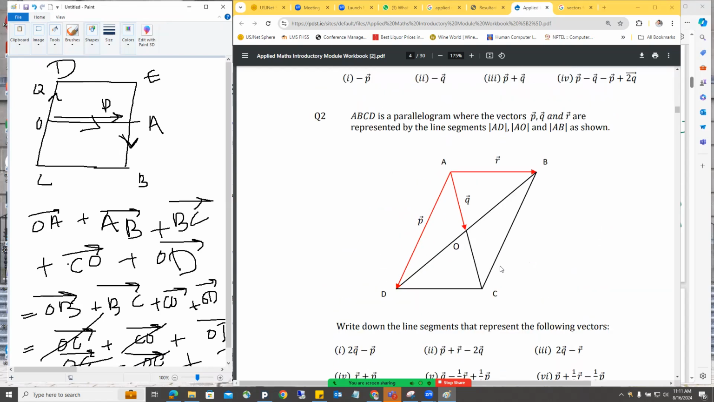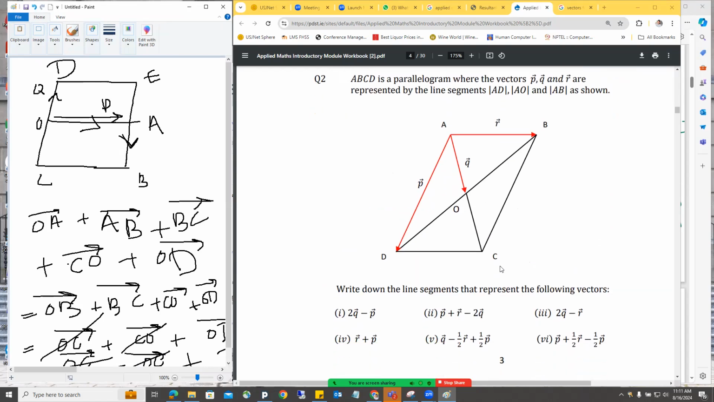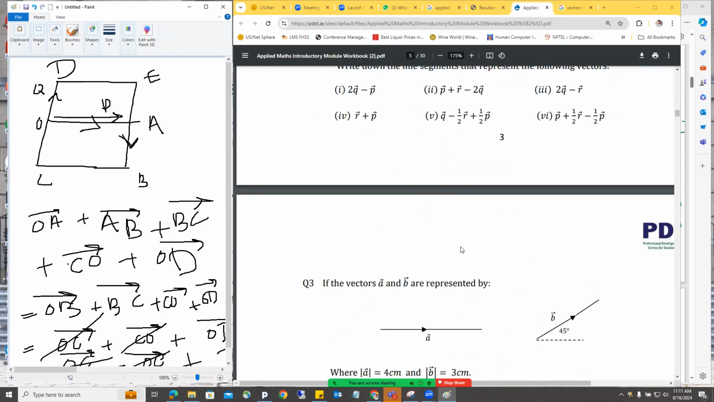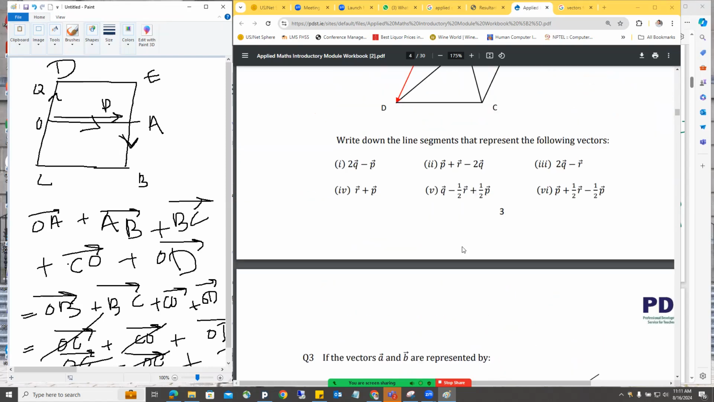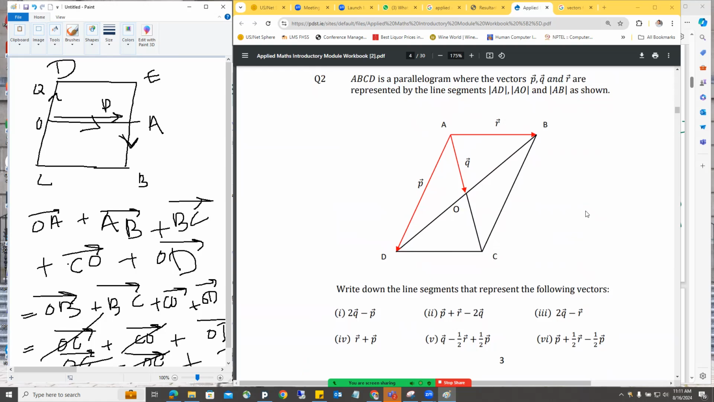Can you do the second question as well? Then we'll move to the rest of the theories. Try to do these 6. Actually, that's all for this one. Question number 2.